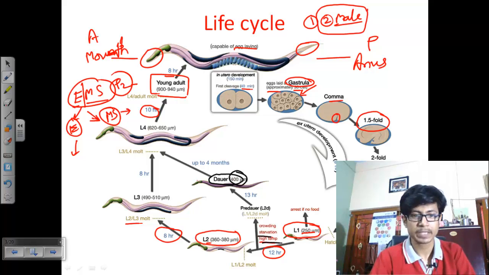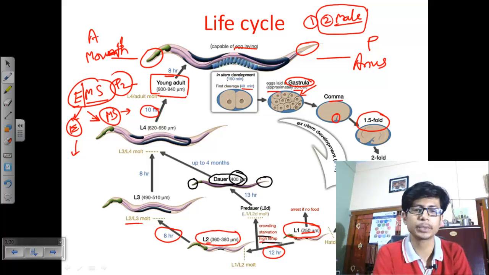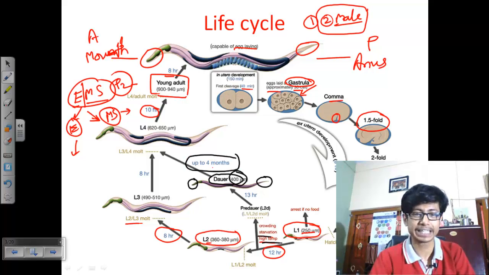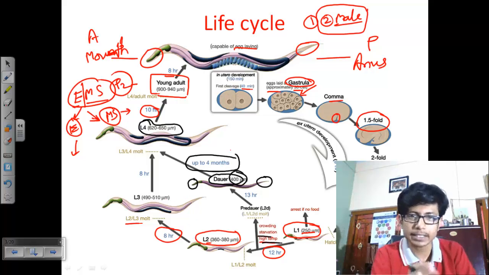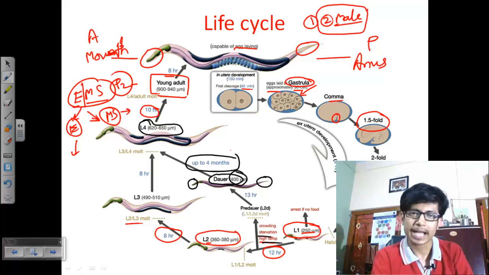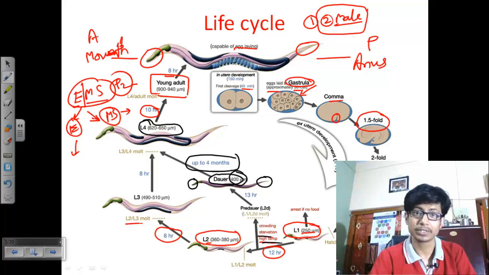At this stage, they don't have a mouth and anus because they close all their openings at this particular time. They don't want to eat or defecate, they just stay as they are, and they can stay in this form for up to 4 months. Then they can come out directly as the L4 form of the larva, bypassing 2 stages, L2 and L3. So it's just like spore formation in bacteria. We know that if harsh conditions arise, they form spores and stay there for a long time. Just like that, they can turn into this dauer stage.